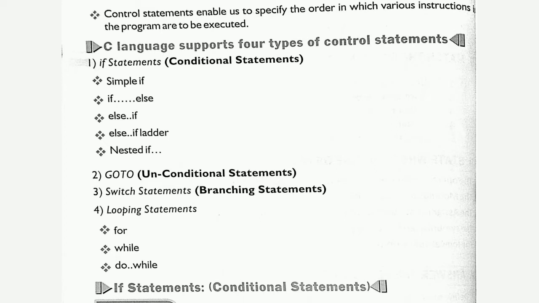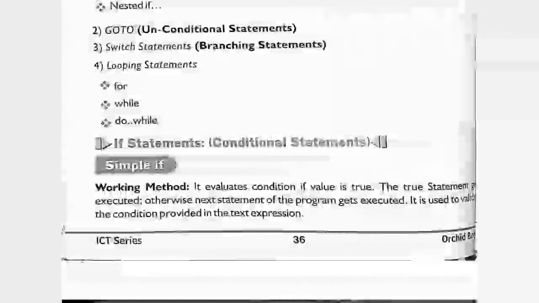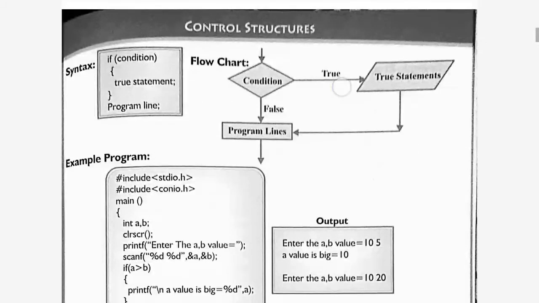First of all, we'll see the if statement. In that there are subdivisions: simple if, if else, else if ladder, and nested if. First of all we'll see the simple if. You can see that there is a flowchart here.